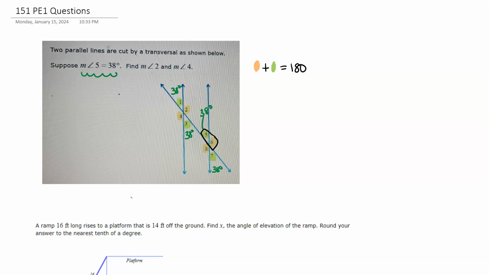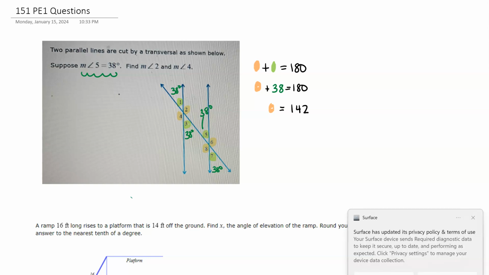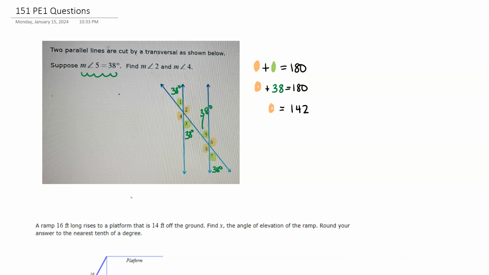Now, how would we find the measure of the other angle? We found all the greens, and in our problem, all the greens were 38 degrees. Well, I know that if I add to orange 38, it should make 180. So if we just subtract, we get orange equals 142. So every single orange angle will have a measure of 142 degrees: angle 4, angle 2, angle 6, and angle 8. Once you can label all your angles, then you can answer the question that it gives you.